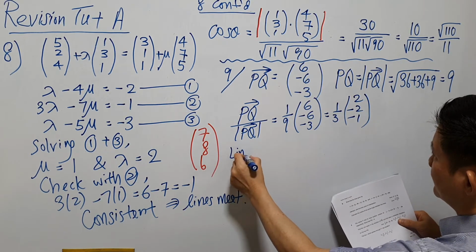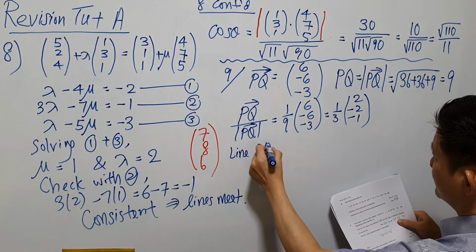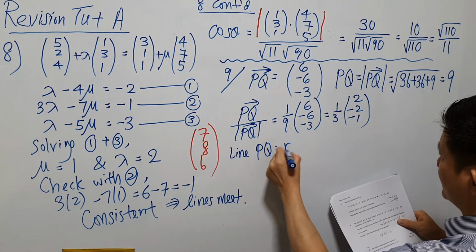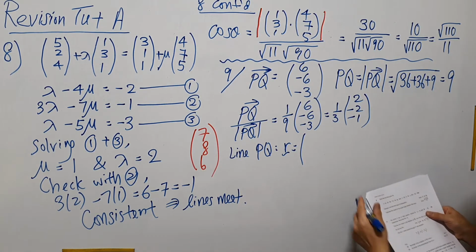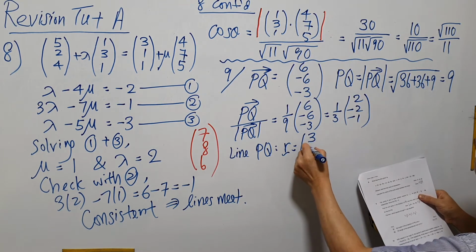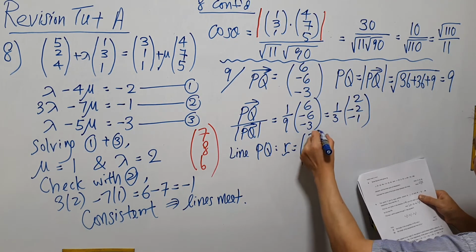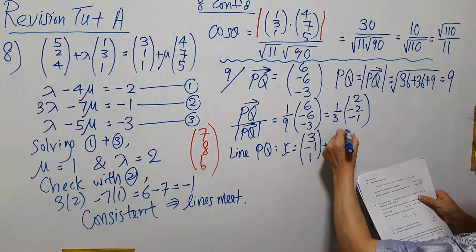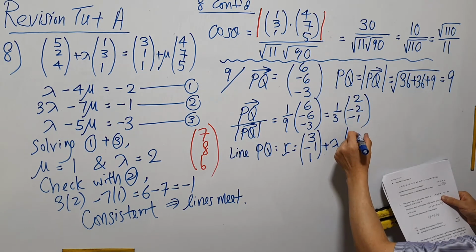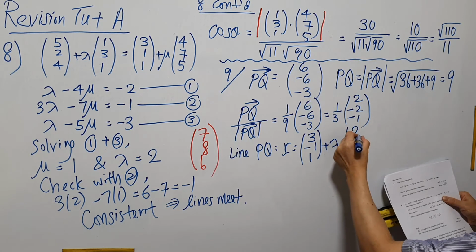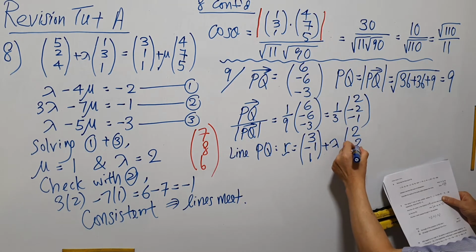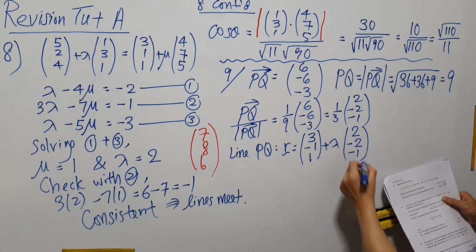Line PQ is r equals a first vector. Conveniently, I'm going to use P, which is 3, minus 1, 1, plus lambda times the vector PQ. I could use a smaller version of this. I could have chosen 2, minus 2, minus 1.